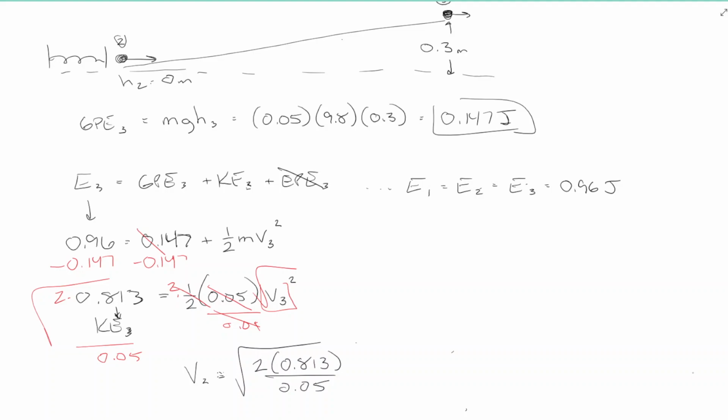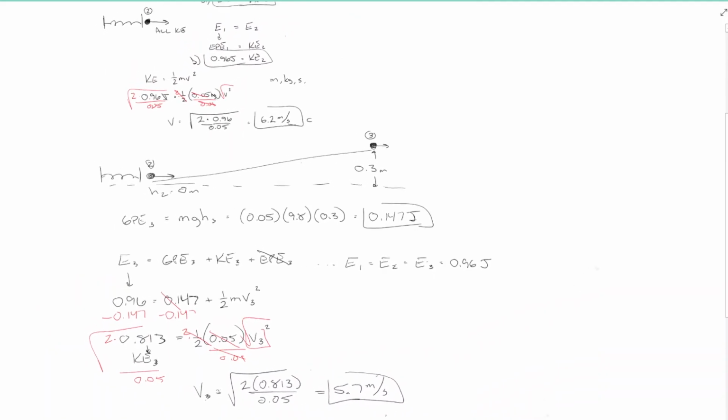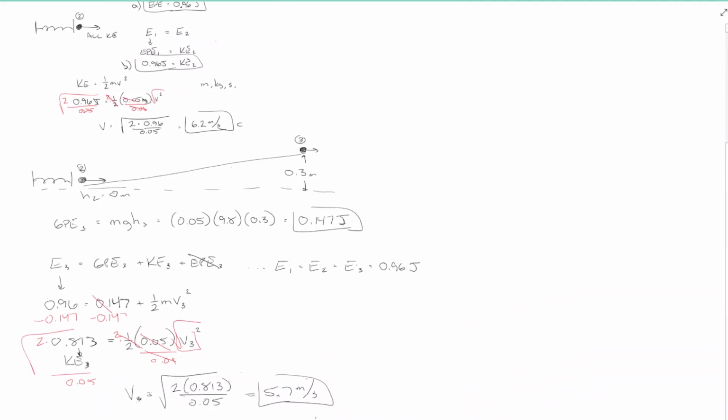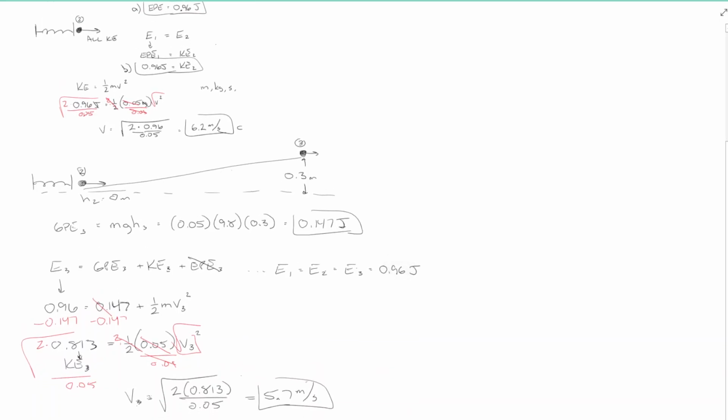The velocity at 3 is 5.7 meters per second at the top of the ramp. Right? And that makes sense, right? If I started with 6.2 meters per second and I'm elevated, I'm going to lose some of that kinetic energy as it's converted to GPE. So I'm going to be going slower. That kind of makes sense. And so I'm going to be going 5.7 at the top of this ramp.